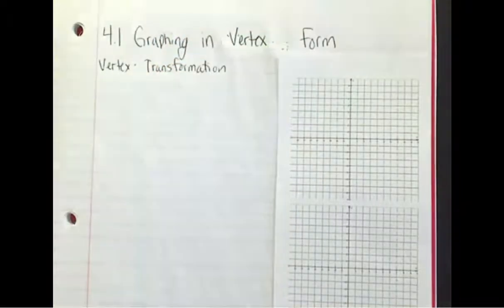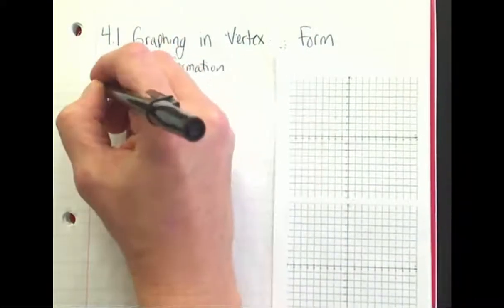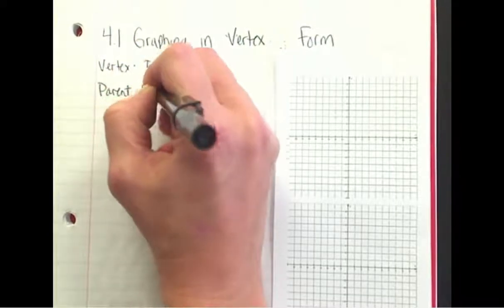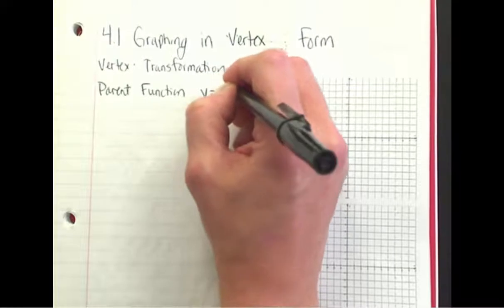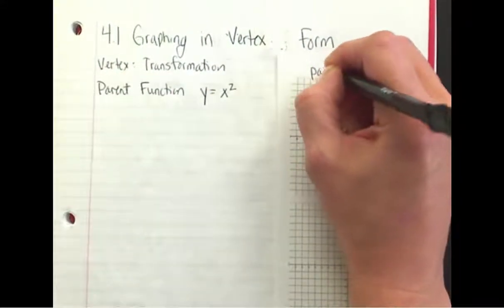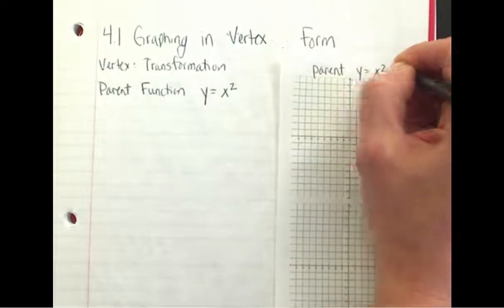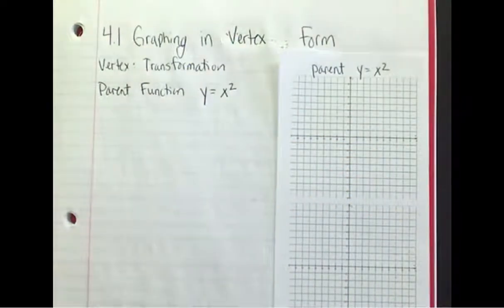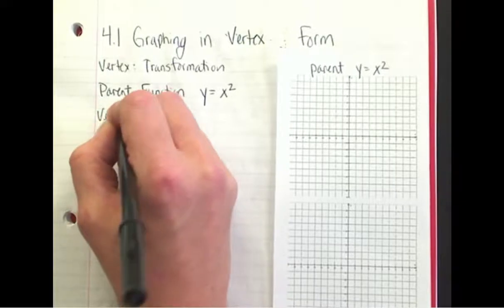Now, we graphed absolute values using transformation. So we're just going to write down, okay, parent function. And this is y equals x squared. And we will graph the parent, okay, y equals x squared, okay? And we will talk about what the transformation form does, okay? Vertex form.